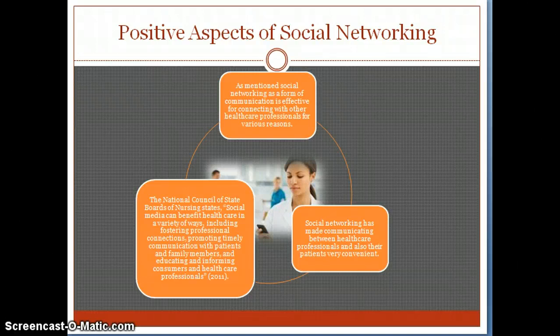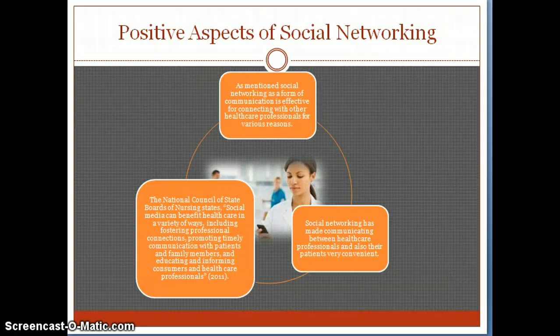The National Council of State Boards of Nursing states social media can benefit healthcare in a variety of ways, including fostering professional connections, promoting timely communication with patients and family members, and educating and informing consumers and healthcare professionals. Social networking has made communicating between healthcare professionals and also their patients very convenient.